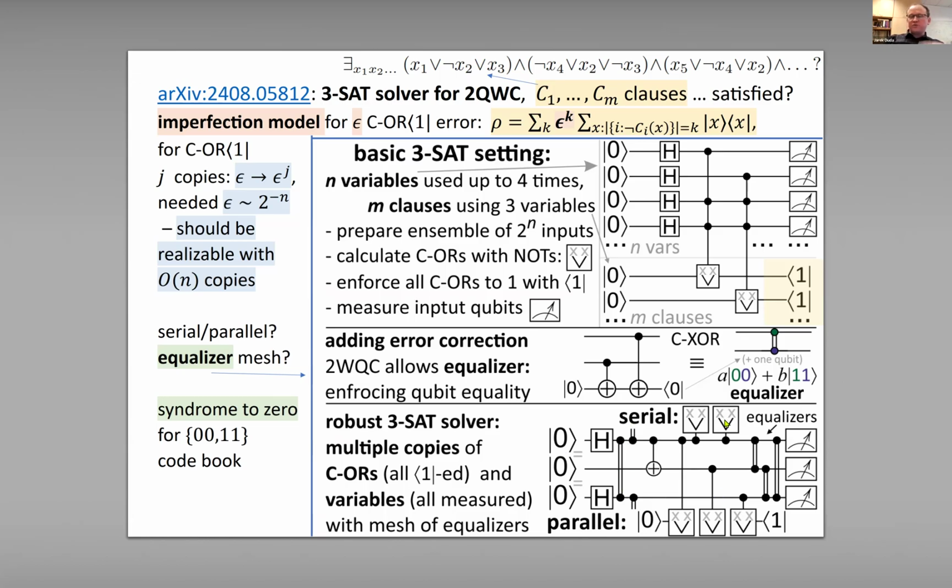So there are many ways to improve stability and error correction thanks to two-way quantum computers. So it's quite promising to get to quantum supremacy faster.